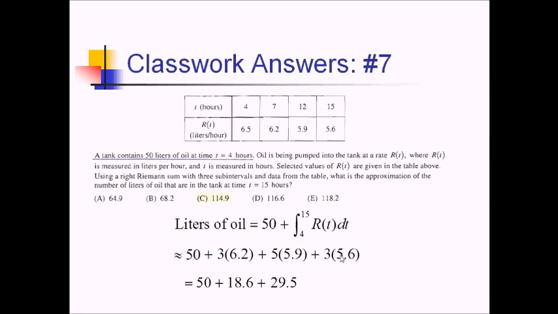3 times 5 is 15. 3 times 0.6 is 1.8, so that's 16.8 total. Now we have to add all this together. So let me add my whole numbers first. 50 plus 18 is 68, plus 29 is going to be, let's see, that's almost 98. It's going to be 97. And then this is going to be 113. Plus, now we have to do the decimals. We've got, let's see, 1.1, so that's 114.1, plus another 8 is 114.9, giving us answer choice C.